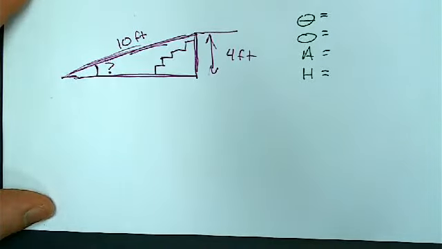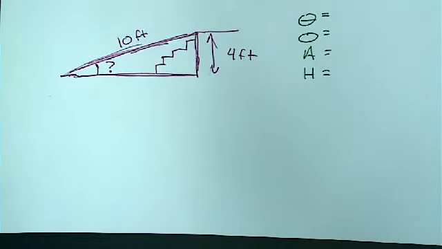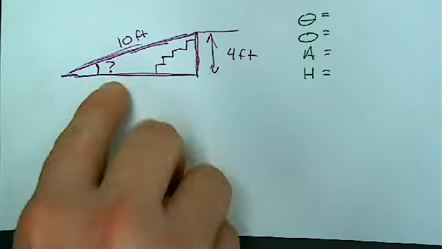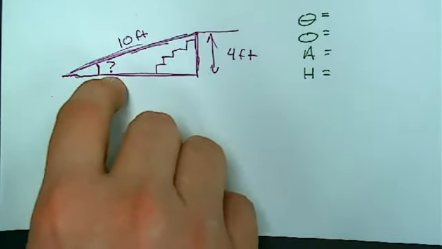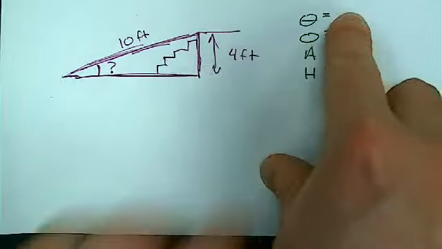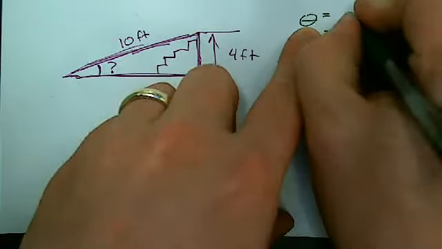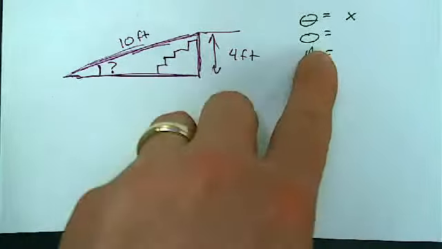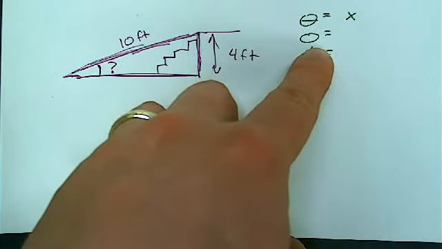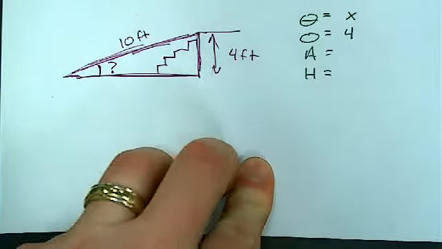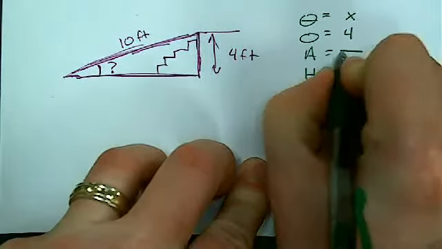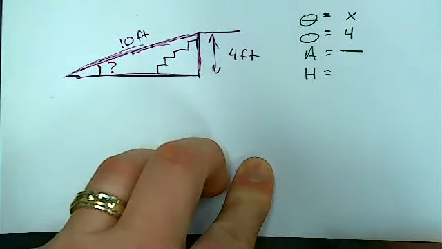Well, here's the catch. I don't think I can just let you solve it, because we haven't done any yet where you don't know the angle. That's the twist now. So, for example, we're looking for theta. What's the opposite going to be? 4. Okay. Adjacent? Doesn't matter, it's not involved. Hypotenuse is 10 feet.